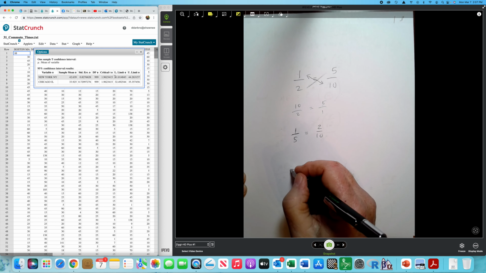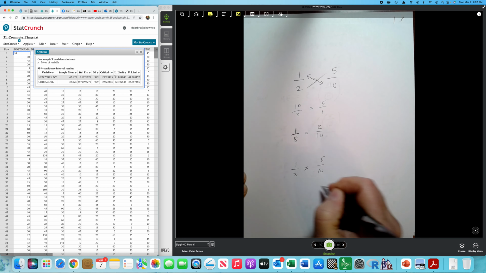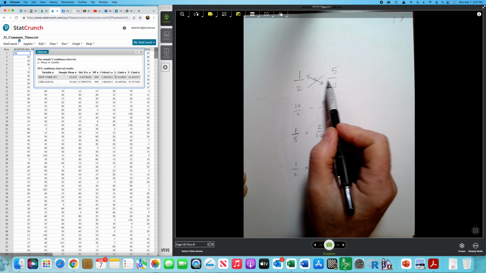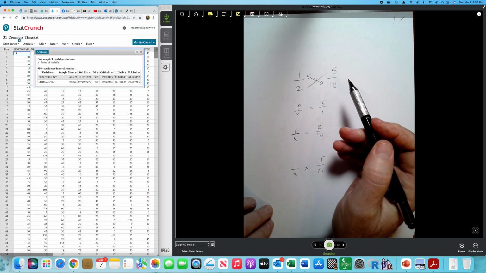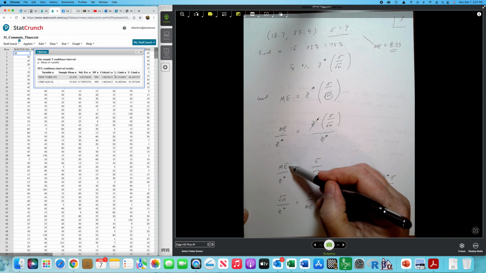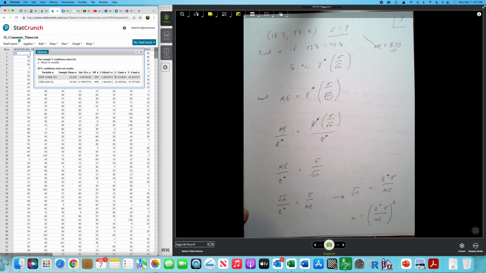Now, I can't if I'm multiplying. If I have 1/2 times 5/10, I can't go switching stuff. But if I have a fraction equal to a fraction, I can switch these values. So that's really what I did here: I switched the margin of error, put it down here. I took the square root of n and I put it in the numerator in the left fraction.